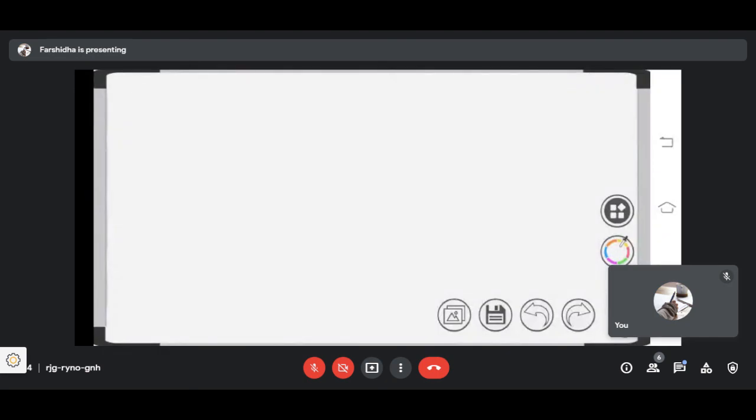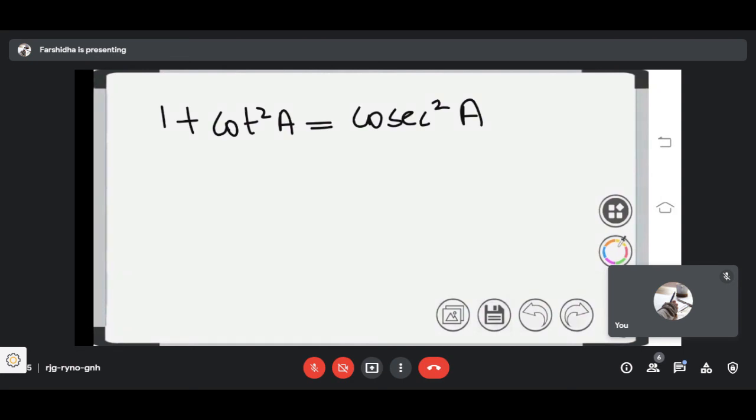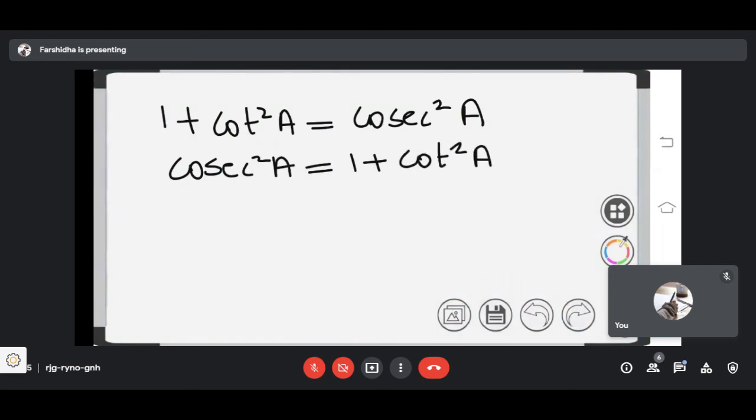First of all, you write your identity number 3. What was identity number 3? 1 plus cot square A equal to cosec square A. We need to derive something from this identity. That means cosec square A is 1 plus cot square A.